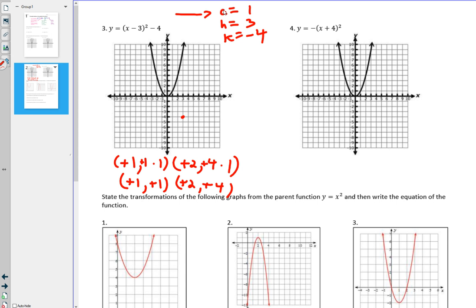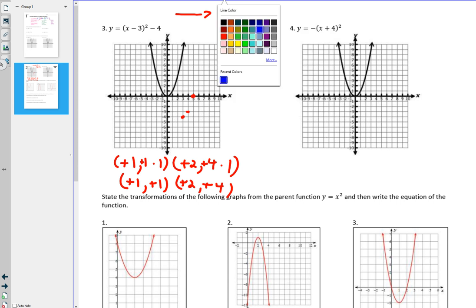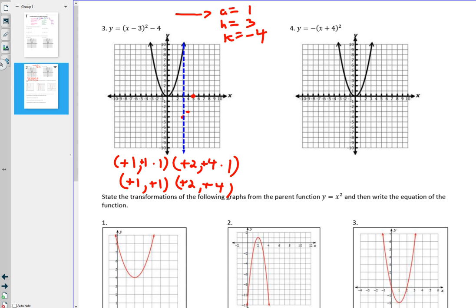So if I go to the vertex and I go 1 to the right and 1 up, I put a point. Go 2 to the right, go 4 up, put a point. Then I can use my axis of symmetry to find the rest of the points. If I reflect this point over, I just flip it over 1 unit on the other side. I go to the point that's up here on the x-axis, flip it over 2 units on the other side. Parabola.